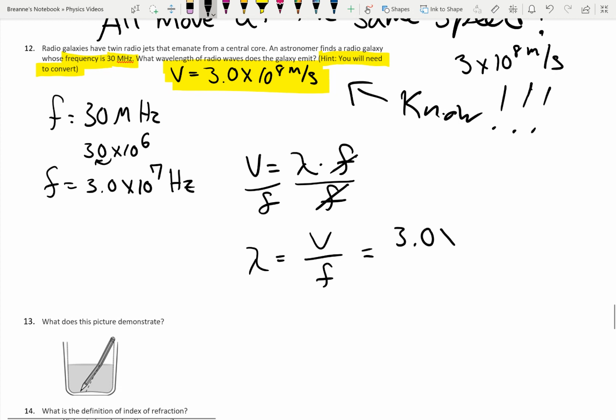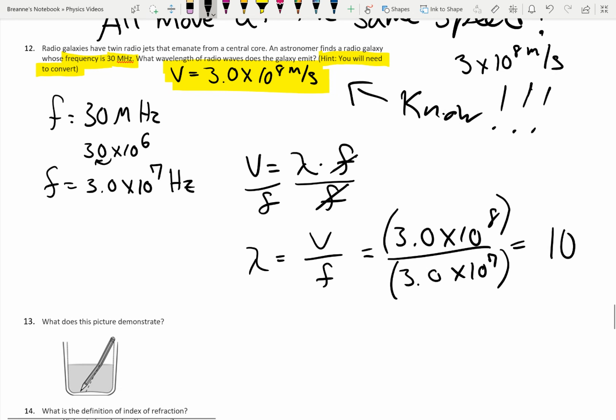Our velocity is 3 times 10 to the 8th. Our hertz is 3 times 10 to the 7th. You plug that into your calculator, and you make sure you put parentheses, and you can use the double E, don't forget about that. If you're using the double E, you don't have to put times 10. You can just do 3.0 double E, which is your second comma, and then your exponent. So your wavelength is just 10 meters.